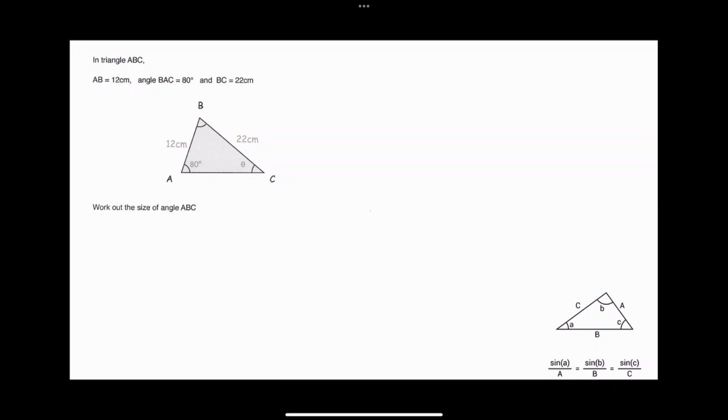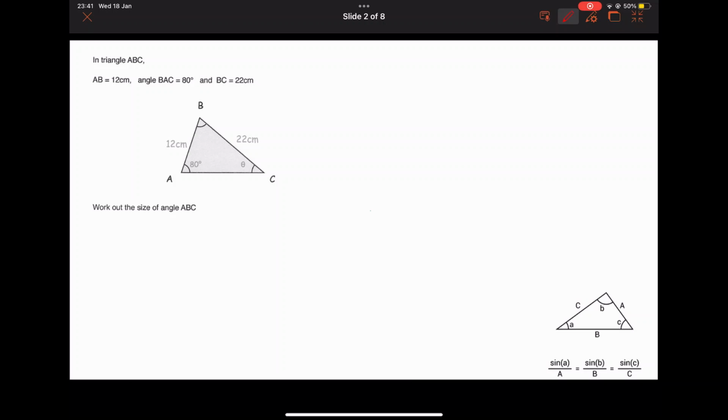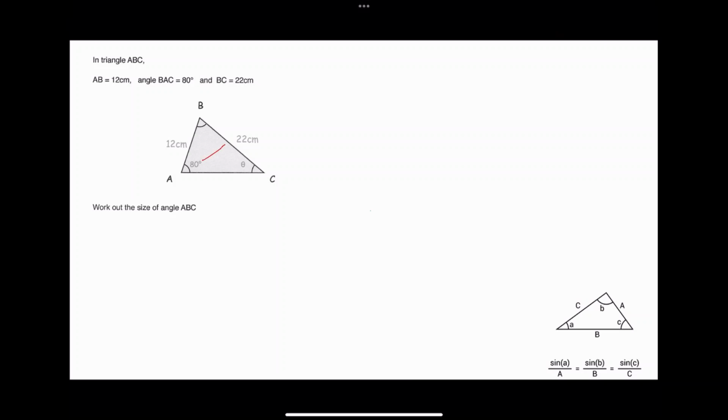Let's look at this first question here. The rule is written for you at the bottom for reference. You should try your best to memorize the formula. The question is, in triangle ABC, AB is equal to 12 centimeters, angle BAC is equal to 80 degrees, and BC is 22 centimeters. Work out the size of angle ABC.